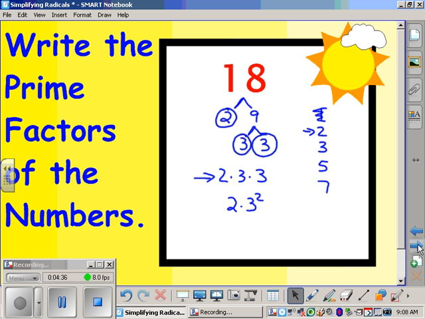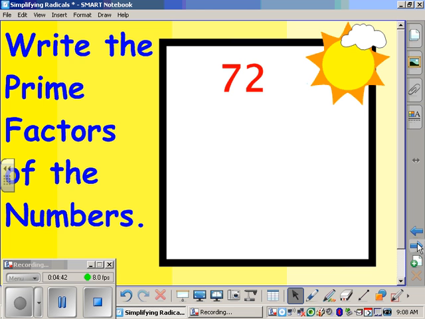Let's look at one more example of a factor tree before we move on to simplifying radicals. 72. Let's break this down into its prime numbers. So again, thinking of our most common prime numbers, 2 does go into 72 36 times. We will circle the 2 because it's a prime number, and we'll continue to break down any number that is not prime.